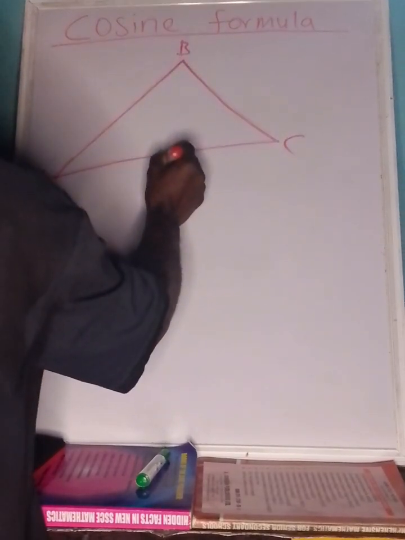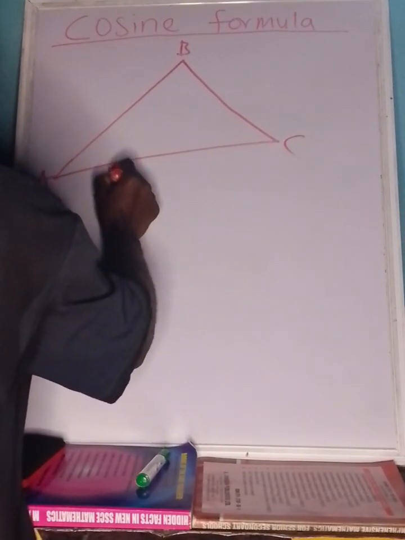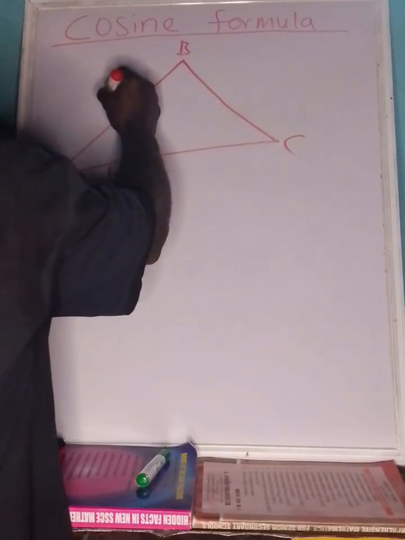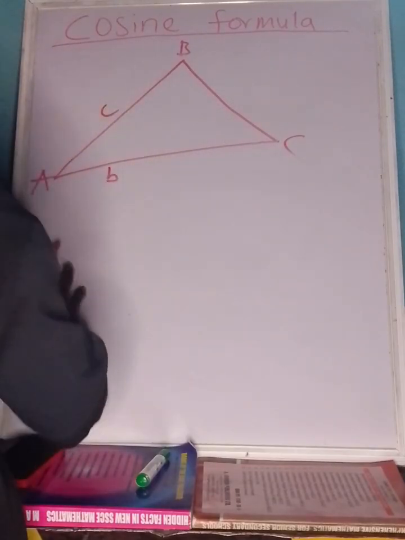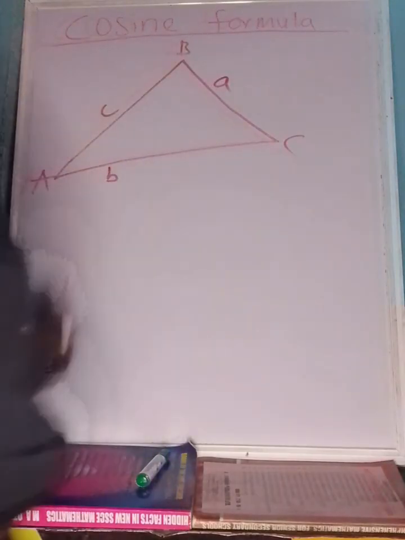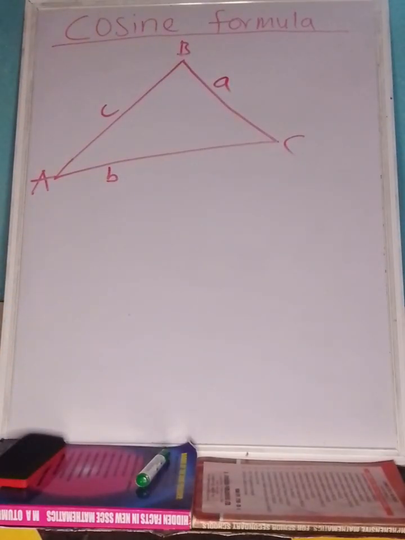Now, the side facing angle B is going to be denoted with what? Small letter b. The side facing angle C will be denoted with what? Small letter c. And the side facing angle A will be denoted with what? Small letter a. Please follow as I do it.